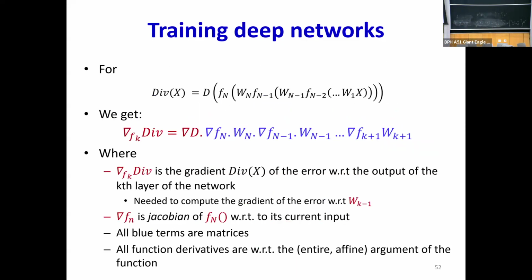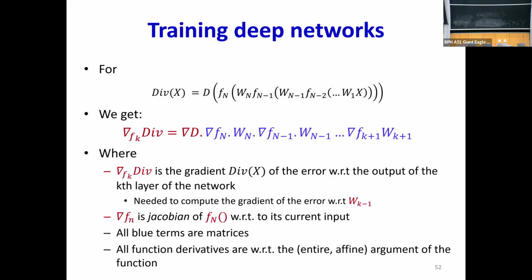I have the divergence. The divergence is a nested function. So using exactly the same principle, if y is my divergence over here, the derivative of the divergence with respect to any intermediate output of the network, which I'm calling fk, is going to be the derivative of the divergence with respect to its argument, which is the output of the network itself, times the Jacobian of the output layer, times the weight matrix of the output layer, times the Jacobian of the penultimate layer, times the weight matrix of the penultimate layer, and so on.